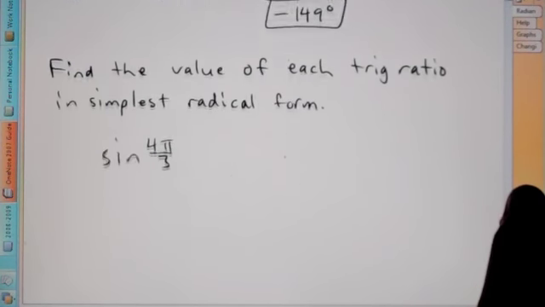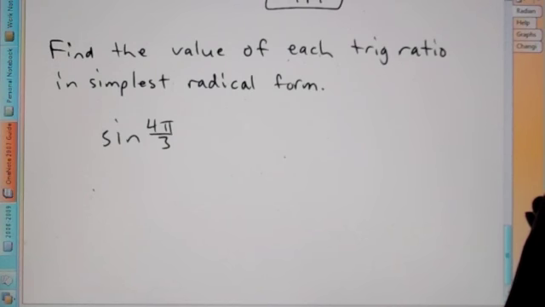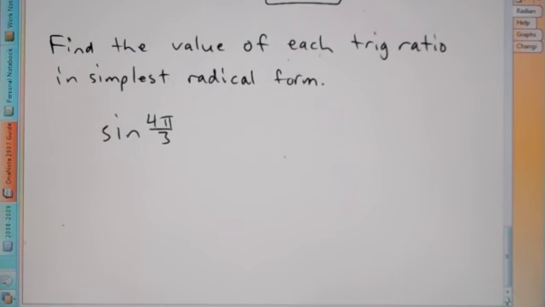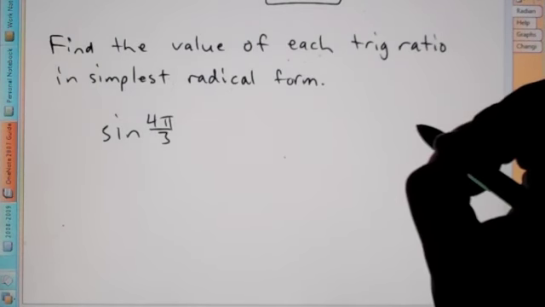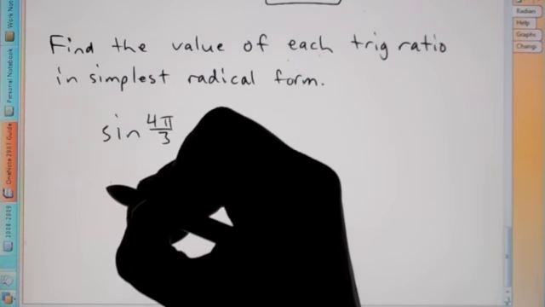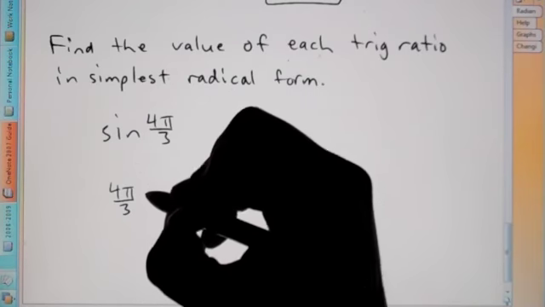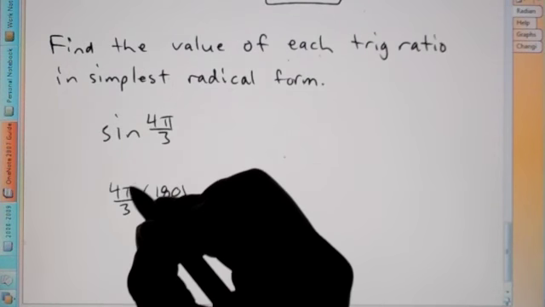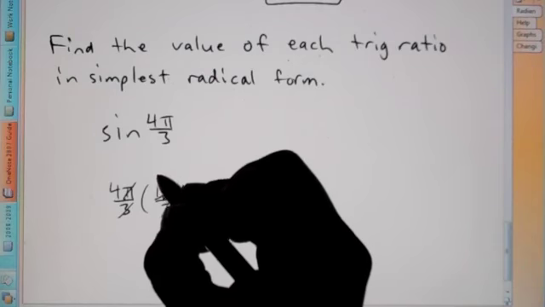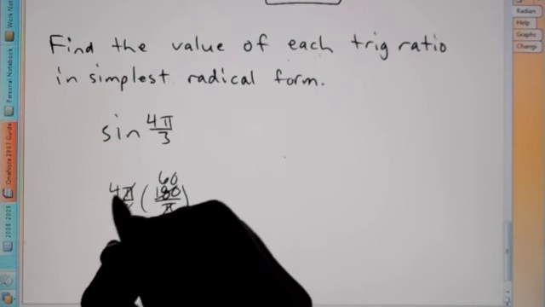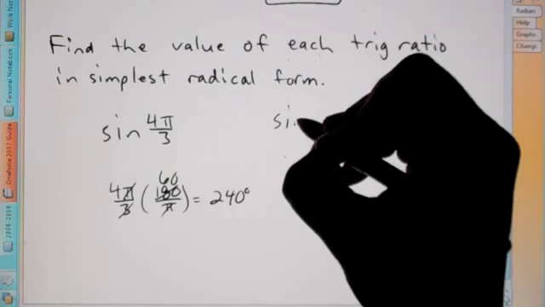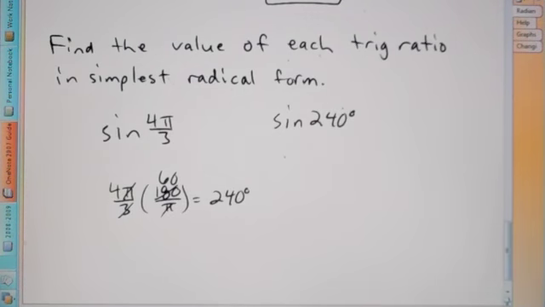Let's do one more type of problem. Find the value of each trig ratio in simplest radical form. So, you were given sine of 4 pi over 3. We have to find the sine of 4 pi over 3. Well, since we've been doing these triangles in degrees, let's convert first. So 4 pi over 3 times 180 over pi, because we want to convert this to degrees. These cross out. 3 goes into 180 60 times. So now you have 4 times 60 is 240 degrees. So really what we're looking for is the sine of 240 degrees.